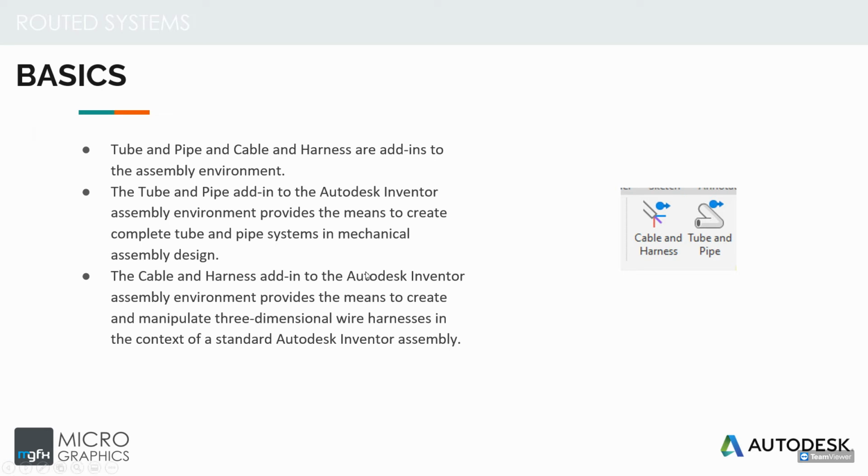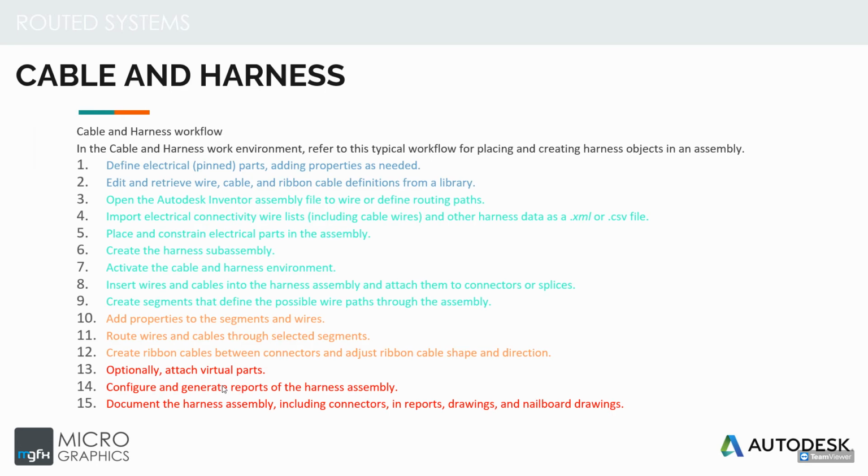The tube and pipe add-in to Autodesk Inventor provides the means to create complete tube and piping systems, making use of standard library parts. Okay, and we will show you exactly what we mean by that. They would involve using the tube and pipe styles. The cable and harness add-in to the Autodesk Inventor assembly environment provides the means to create three-dimensional wire harnesses in the context of standard Autodesk Inventor assemblies. So basically, it allows you to route your little wires and segments so that you can wrap them all up in a cable if you are plugging in an electromechanical assembly.